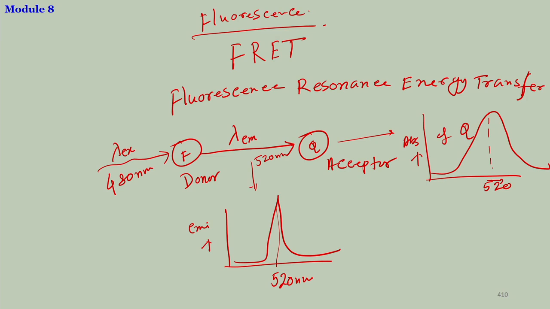Then what will happen? If the quencher is not a fluorophore, you will not see any light. After you have excited the fluorophore, it has emitted, but that light has further been absorbed by the Q. Therefore, nothing is coming out of it. So when these molecules are placed together very close in proximity, you cannot see the fluorescence from the fluorophore. That is called the fluorescence energy having been transferred to the acceptor.